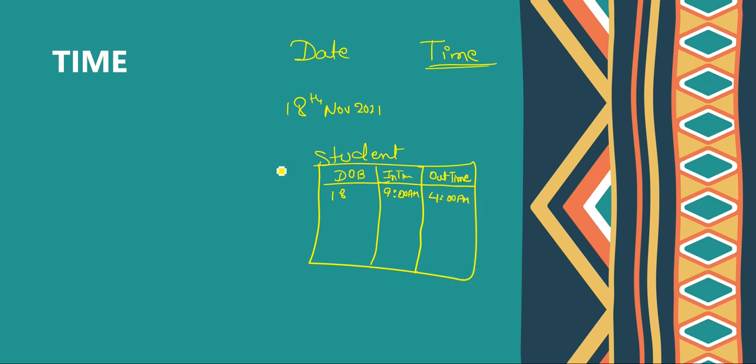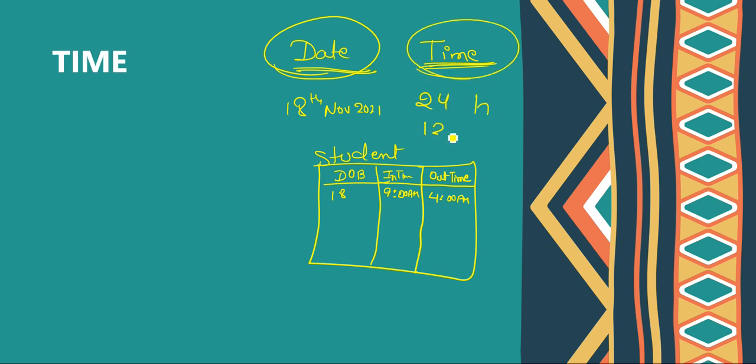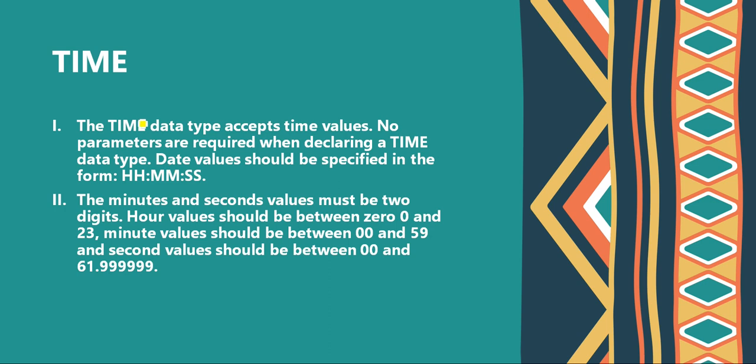So basically what I'm trying to say is that date is totally different from time. In date we store the date, and in time we have a 24-hour format, we have a 12-hour format, right? So there are so many formats, and which format is accepted by time, we are going to see that. So the time data type accepts time values. No parameters are required when declaring a time data type, meaning we do not need to pass any parameter. We can simply write time only to declare a column as a time data type.